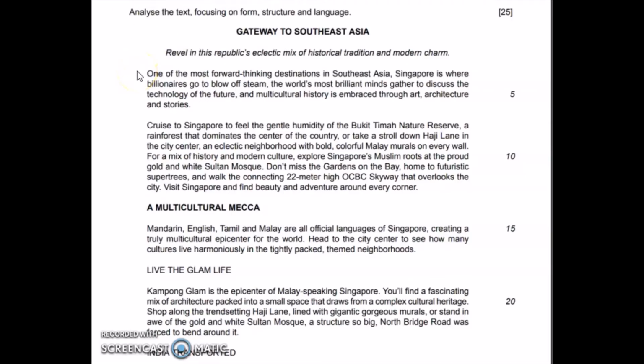Then there is a use of hyperbole here, one of the most forward-thinking destinations, and then they say the world's most brilliant minds gather. It means they are promoting Singapore, so they are using exaggerated statements. They emphasize the exceptional nature of Singapore. By associating Singapore with successful and intelligent individuals, the text suggests that it's a place worth visiting.